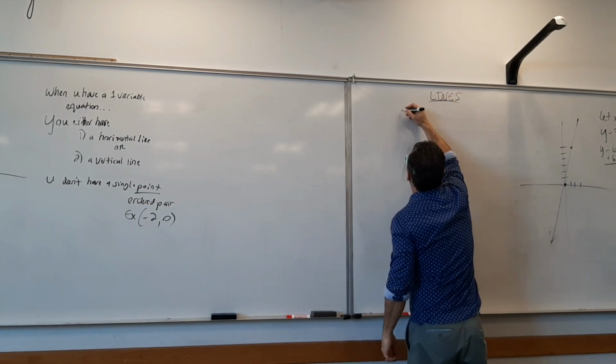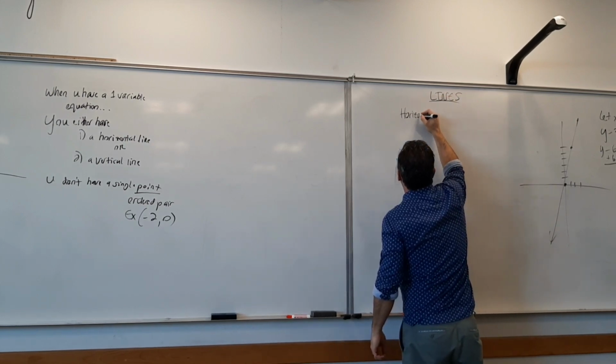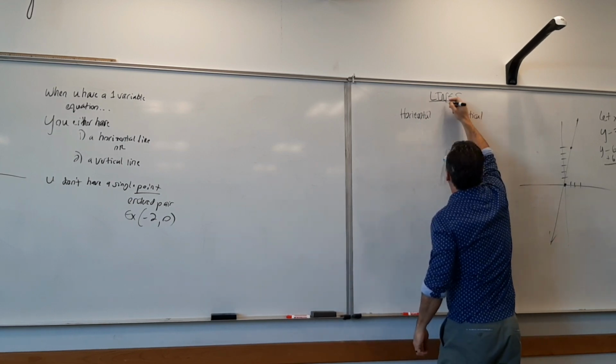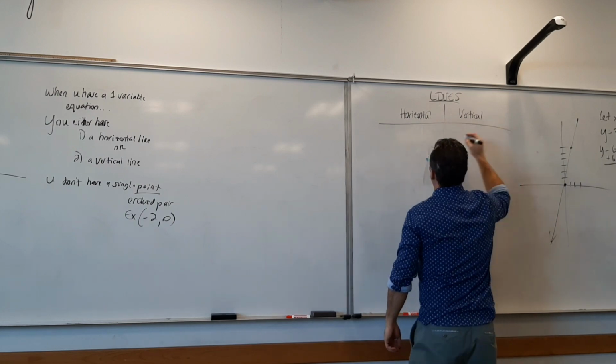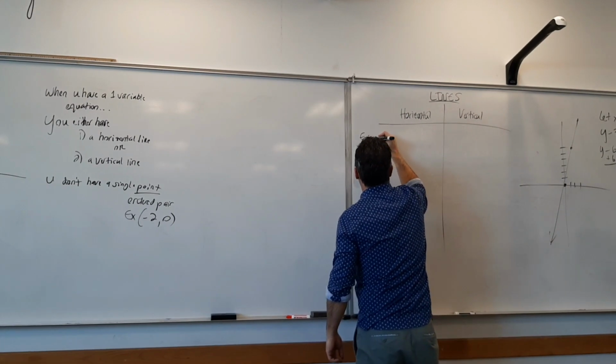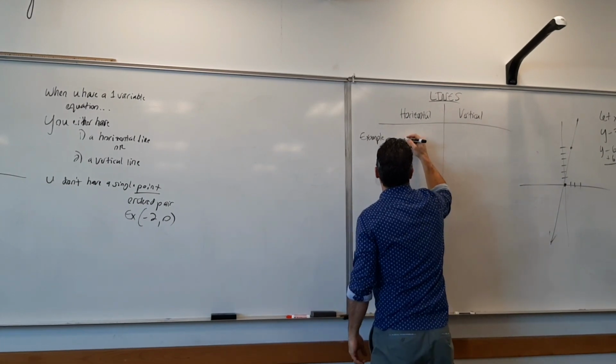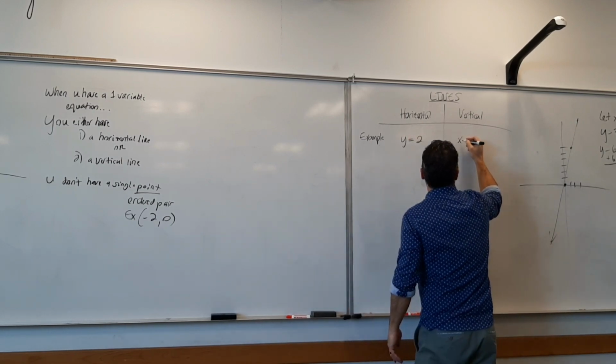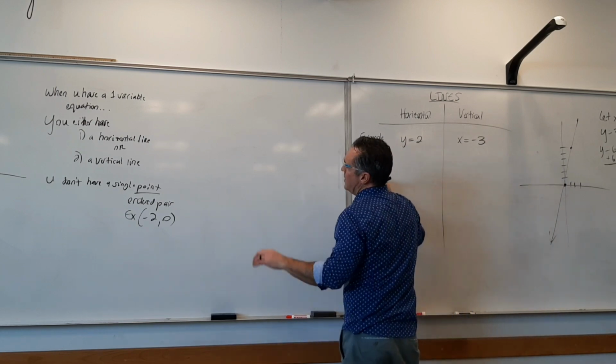Okay. We got horizontal lines and we got vertical lines. And we're going to make a chart right here. And the first thing we're going to do is put up here an example. An example of a horizontal line would be like y equals 2. And over here we have like x equals -3.